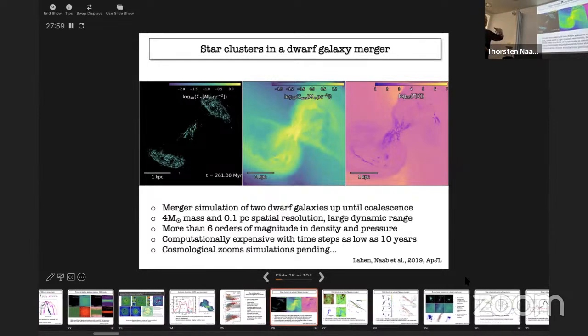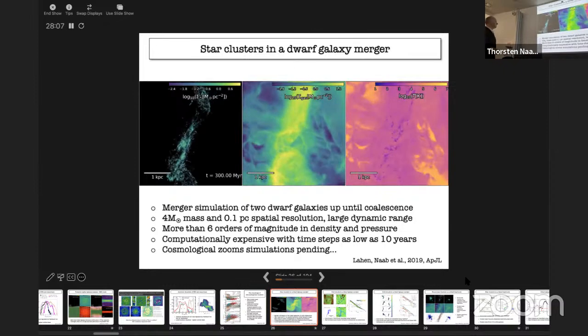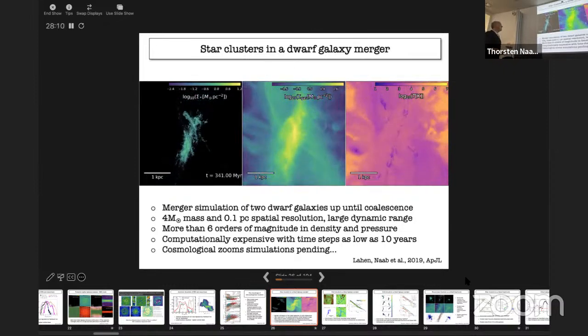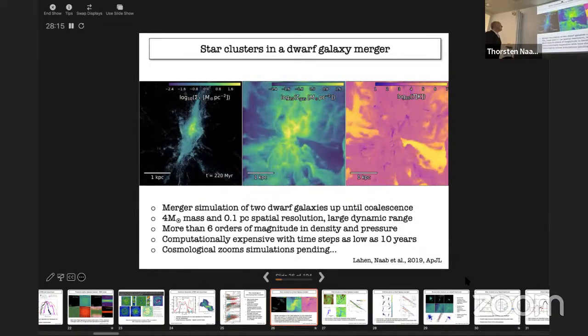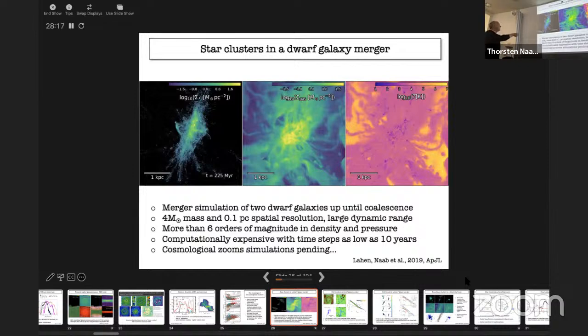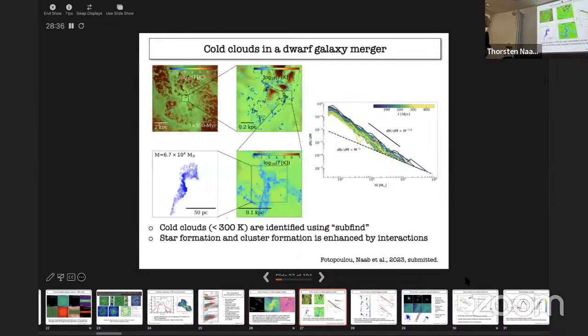Now, this is what I started with when I did astrophysics: merging galaxies together. We did it, Natalia Lahin did it. Two dwarfs, at very high resolution, merging together. A huge starburst and lots of clusters, lots of massive clusters. So this is the starburst. It's 10 to 100 times higher than the typical star formation rate in the idealized system. And it's very structured, with a lot of cold gas.